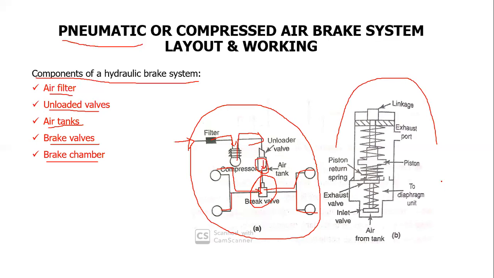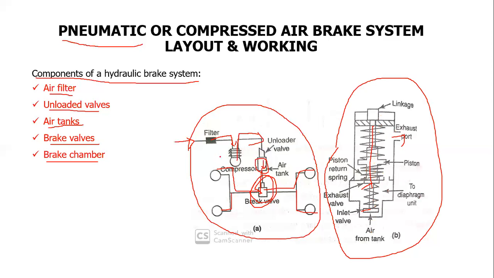This region shows the brake valve in a scaled up manner. In this valve, we can see a lot of components and parts assembled together. At first, this is called the inlet valve, and this is called the exhaust valve. This stem is called the piston, with a return spring mechanism. The spring will return, and there is an exhaust port.